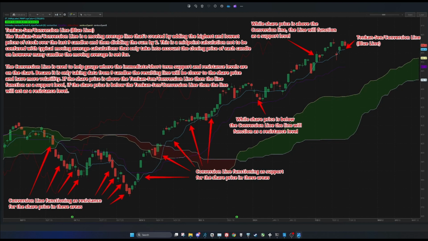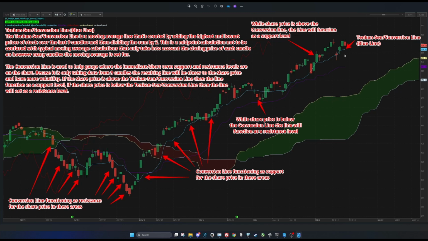The Tenkan-sen conversion line, this blue line on the chart, is a moving average created by adding the highest and lowest prices of a stock over the last 9 periods. That's the last 9 candles on your chart, however many candle time frames you're looking at. For the last 9 candles, we take the highest and lowest prices, add them together, divide by 2, and plot this line onto the chart. It's very similar to a simple or exponential moving average in terms of calculation, but it's very different in the way it gets its calculation.